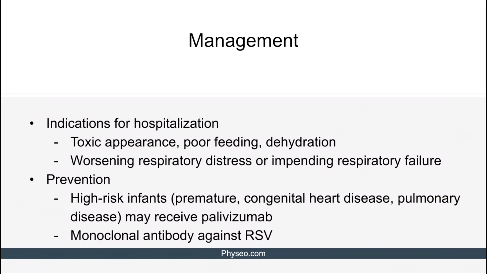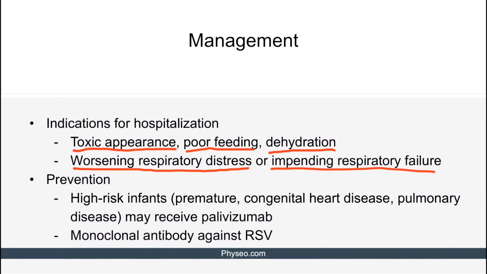Indications for hospitalization with bronchiolitis are similar to those in other respiratory infections. They include a toxic appearance, poor feeding, and dehydration. Additionally, the patient should be hospitalized if they're showing signs of worsening respiratory distress or impending respiratory failure.